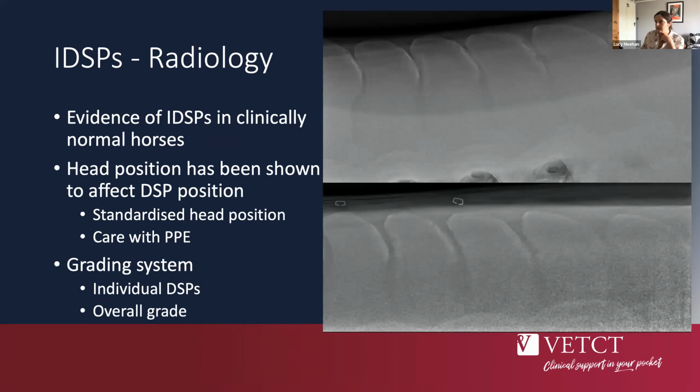So if we just go back to this slide for a second and we look at these spinous processes here, you can see we've got a sclerotic border here and a mild sclerotic border here. And then we've got these lucent regions within the spinous processes opposing each other. That to me is relatively significant, and that to me would be a moderate grade of spinous process.